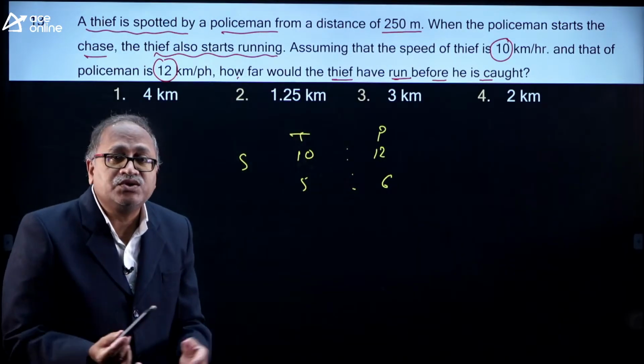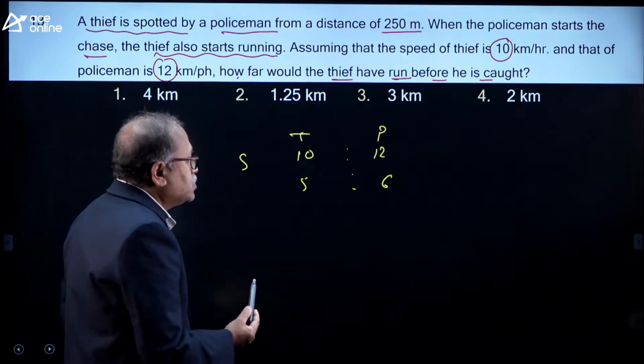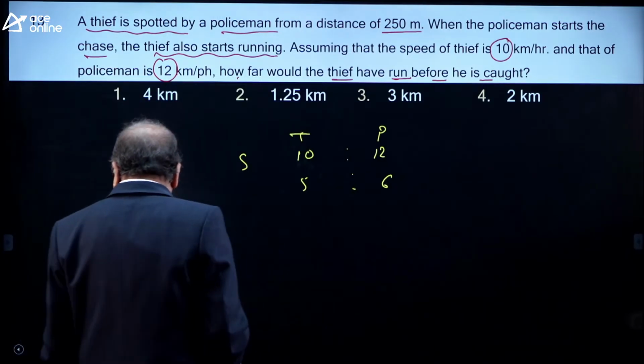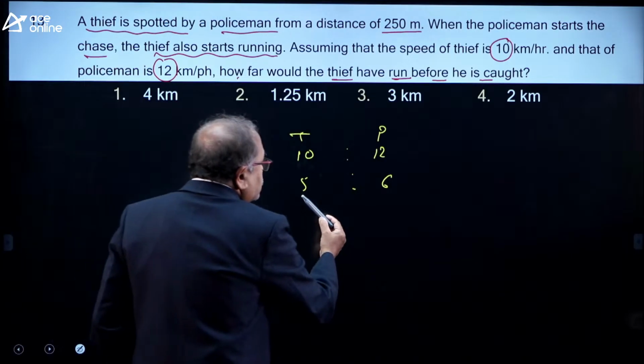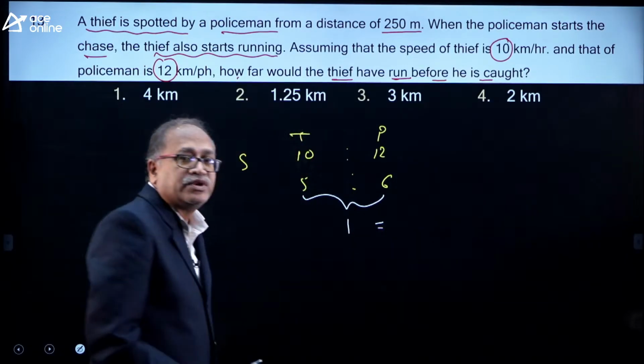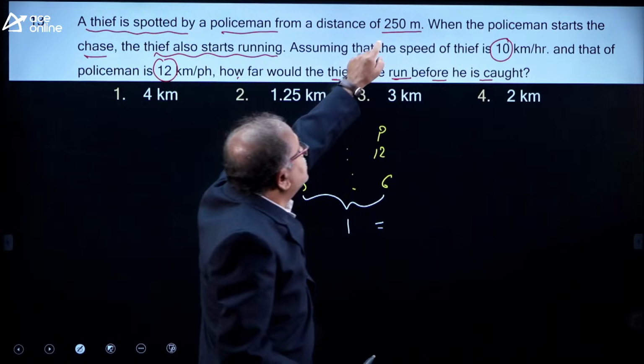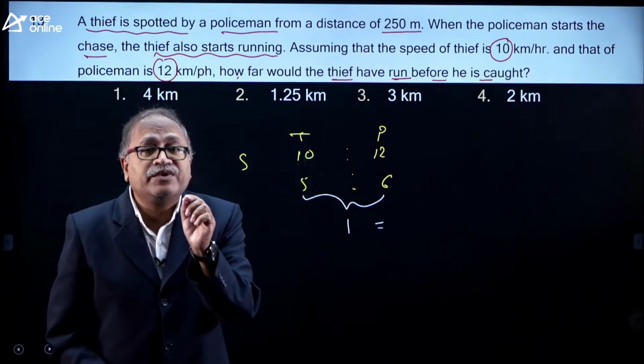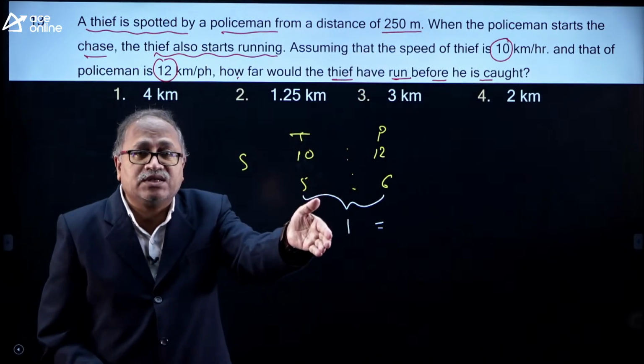So, the distance ratio is also 5:6. So, how much extra part has the police covered? One part the police has extra covered. And how much distance has he covered? 250 meters. Then only he can catch the thief, no?